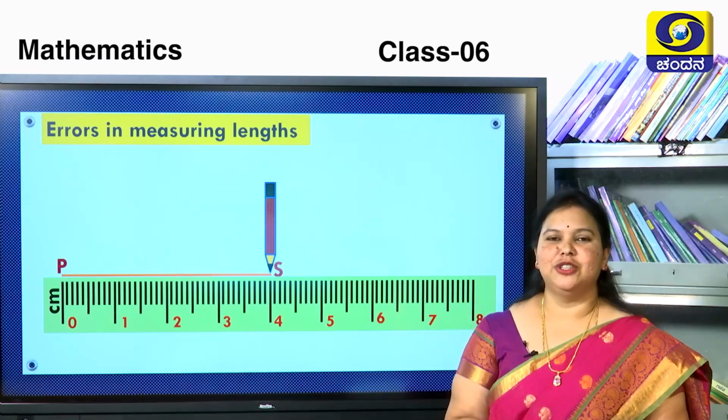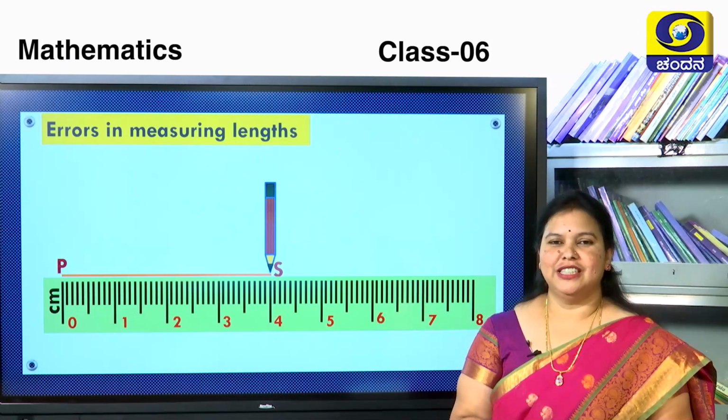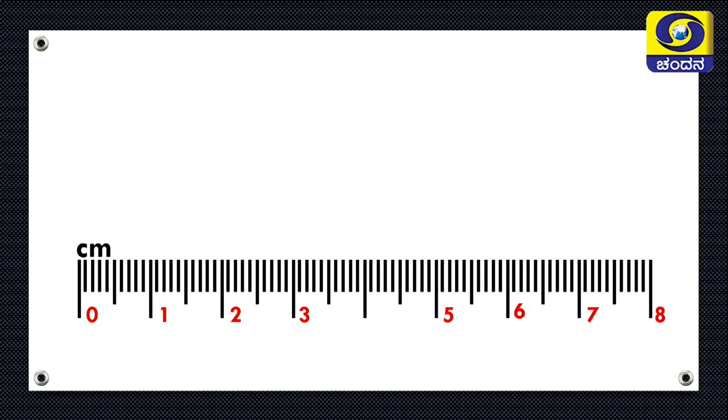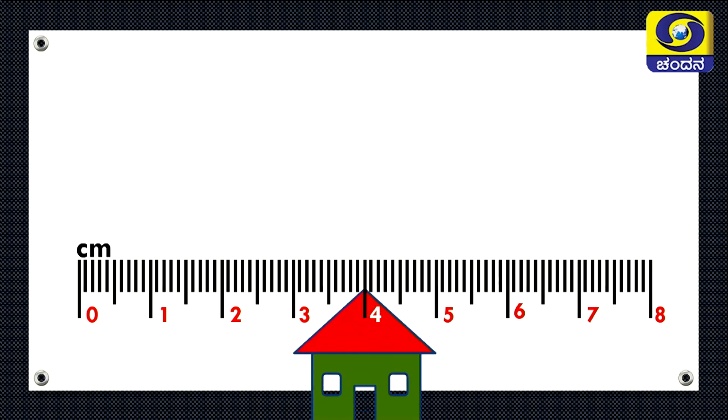Measurements can go wrong if the person taking the measurement views it from a wrong angle. You are watching a scale on the screen and I will give one reference point. Let it be the house. And now we'll measure how far this house is from 0. Let our reference point be the tip of the roof of this house, okay?